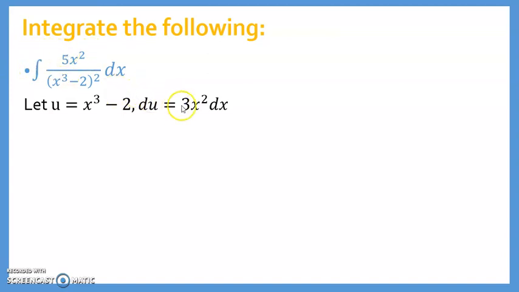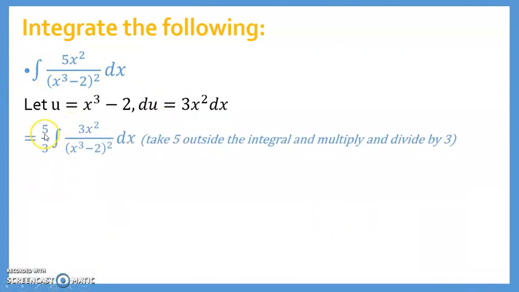Since we don't need 5, we just take it outside the integral. And now we need 3. So as we did in the second example, you multiply and divide by 3 to get 3 here. So we took 5 outside the integral and you multiplied by 3 and divided by 3 in order not to change anything. So you'll get this form. Now you have du, which is 3x squared dx, and this is u. So you just substitute. So you'll get 5 over 3. Instead of 3x squared dx, you'll have du. And in the denominator, you'll have u squared.